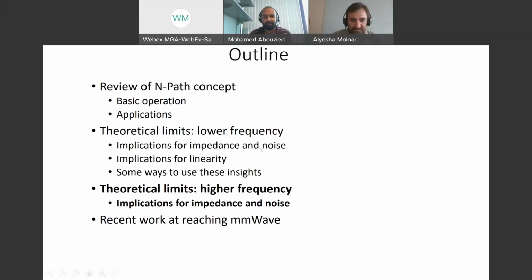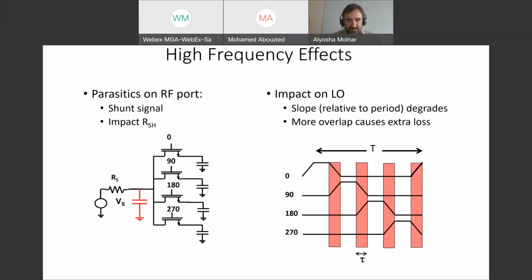Okay. So some of those questions were good. They are a good segue into the next piece, which is to ask what happens as we go to higher frequencies, because so far I've been making some assumptions about that. It turns out when you go to higher frequencies, there are two primary things that limit you. One of them is parasitic capacitance on your RF port, and the other is what Muhammad was asking about, which is that your edges are no longer super sharp, and so I start getting overlap between my LO signals, and that's a new form of loss that I have to worry about. So I'll talk a bit about both of these, and a lot of our recent research has been on mitigating them, so I'll talk about that as well.